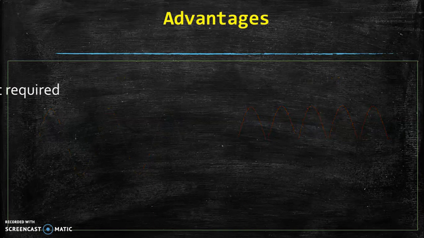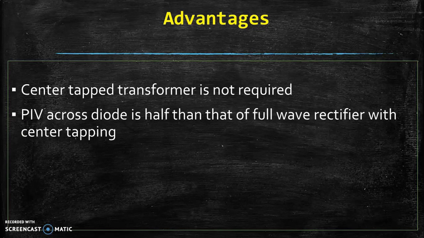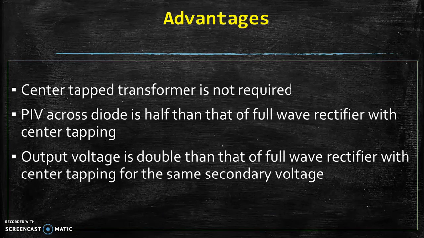We have certain advantages of the bridge rectifier. The most important advantage is that a center tap transformer is not required. Peak inverse voltage across the diode is half that of the full wave rectifier with center tapping. Output voltage is double that of the full wave rectifier with center tapping for the same secondary voltage. In case of a center tap transformer, we know that we have two secondaries, so the voltage is equally divided in two secondaries.